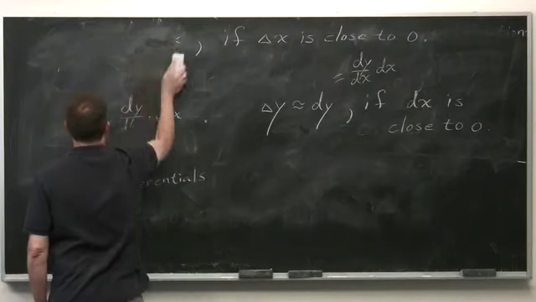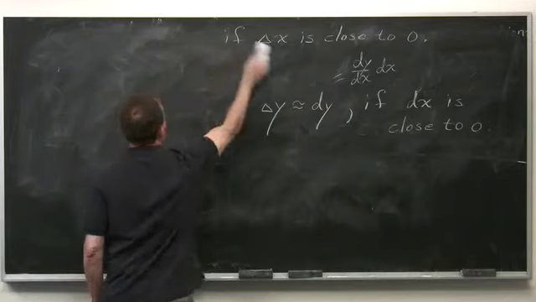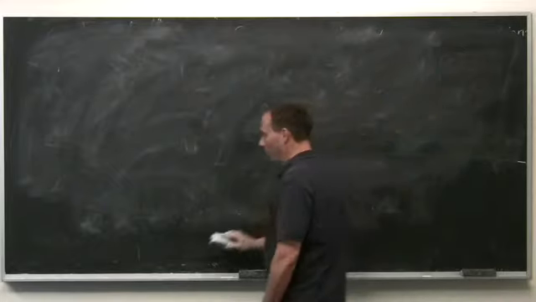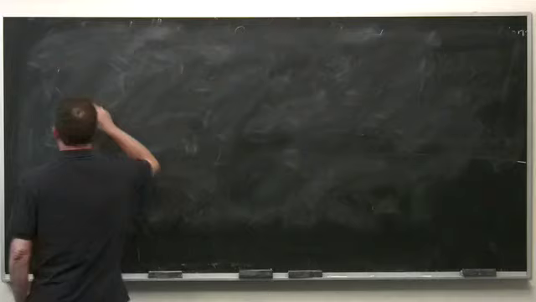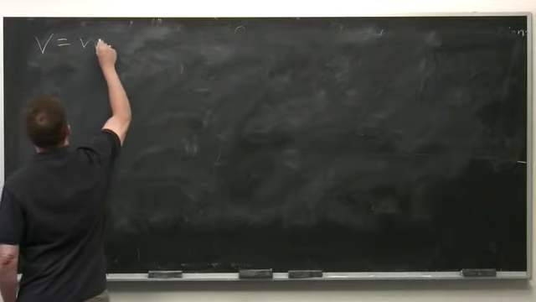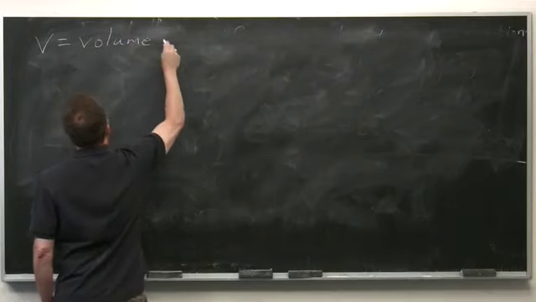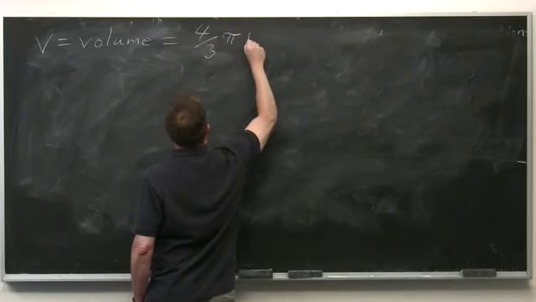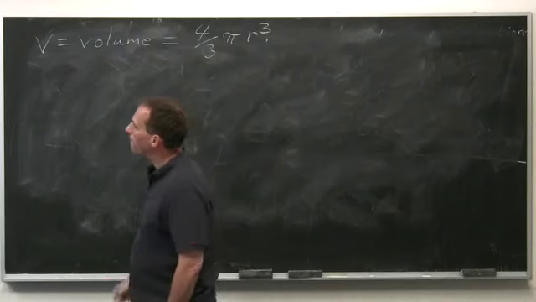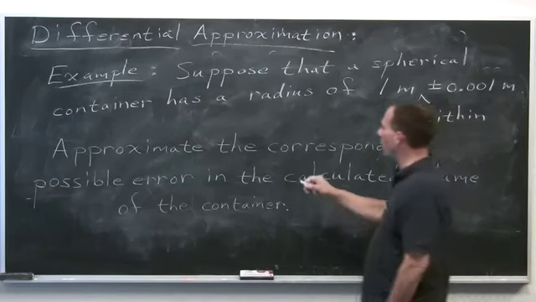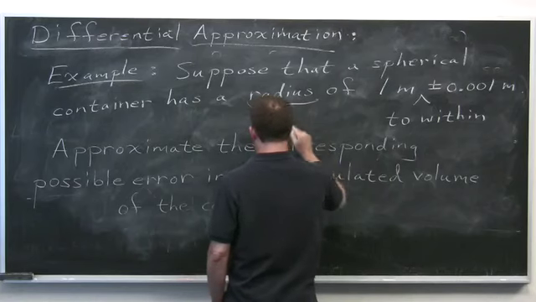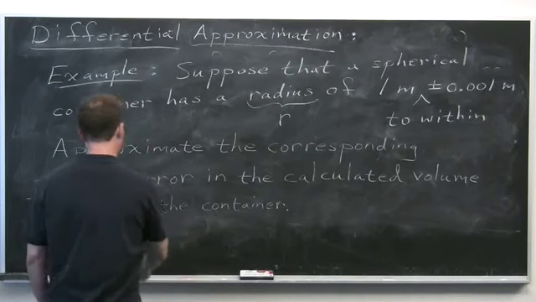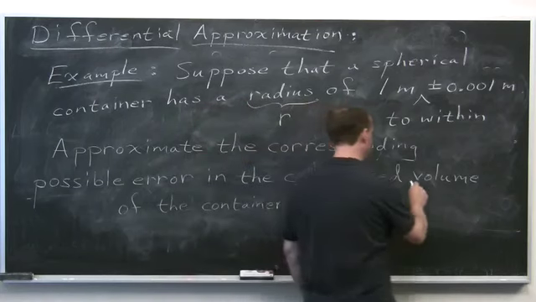Well, we have to know some relationship between the volume of the container and the radius of the container. But we're told it's a sphere, so you're supposed to know the volume of a sphere. The volume V is 4/3 pi r cubed. Okay, r is the radius, in meters. This is V in cubic meters.